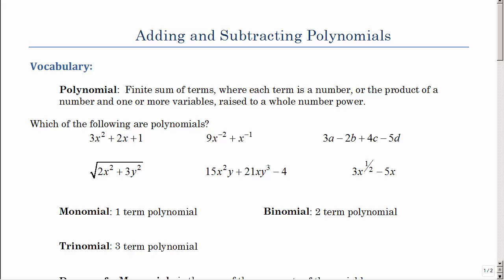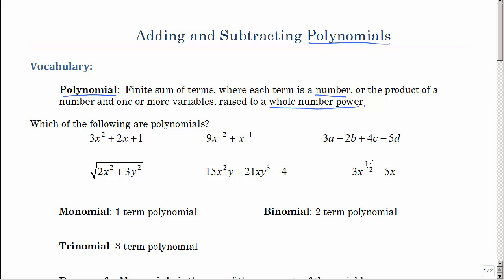In this lesson we will be looking at adding and subtracting polynomials. So we really need to make some definitions. First of all, what is a polynomial? It is a finite sum of terms. Finite meaning there's an end, where each term is a number or the product of a number and one or more variables raised to a whole number power.